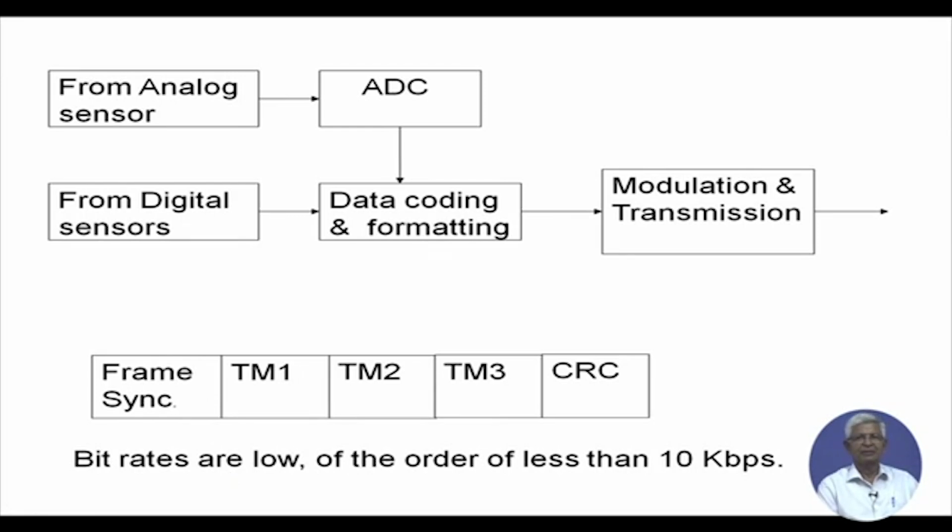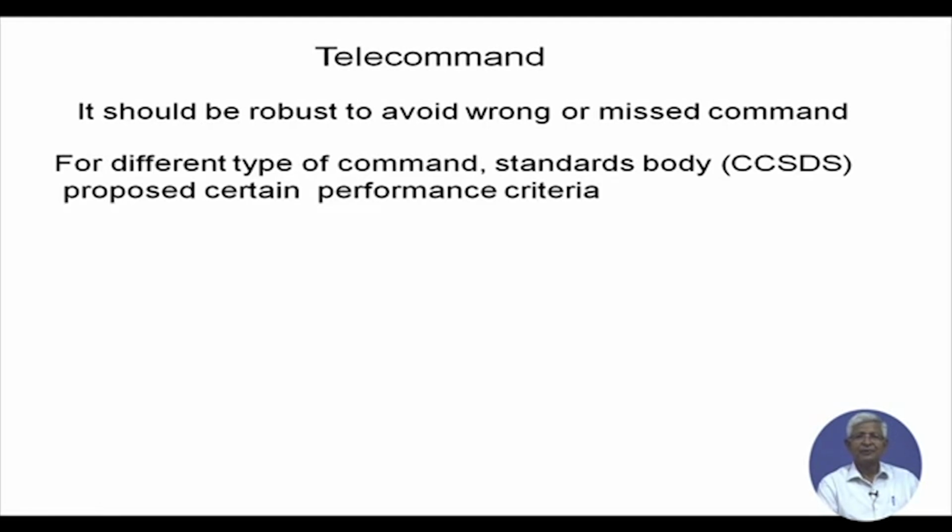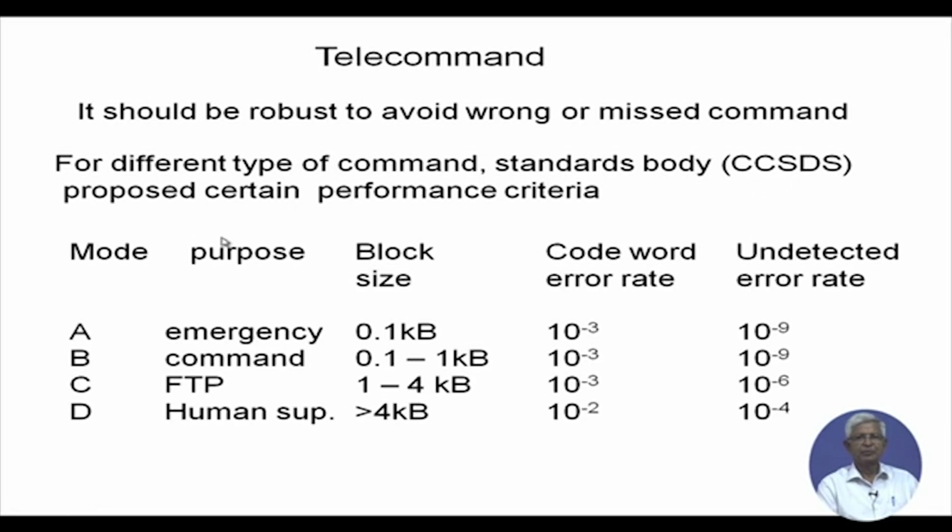This is what generally telemetry is done. Now, telecommand, in short, should be robust to avoid wrong or missed commands. You cannot give a wrong command. So, therefore, different types of commands are defined. What should be the possibility of error that can be tolerated is specified by an international standards body called the Consultative Committee on Space Data Systems, CCSDS, and they have proposed certain performance criteria.